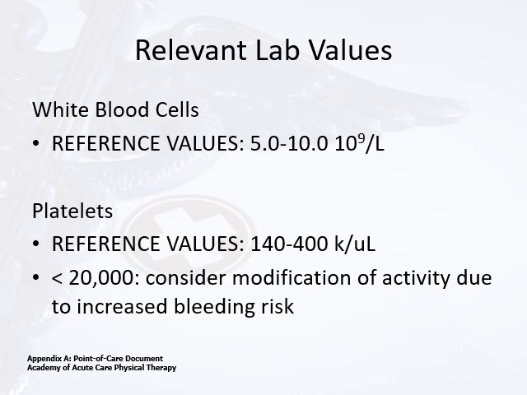In fact, mobilization is probably very much indicated because you're going to have patients that have a high risk of venous thromboembolic disease. So you want to keep an eye out for signs and symptoms of things like DVT and PE. However, if your platelet count is significantly lowered, less than 20,000, you may need to consider modification of activity due to the increased risk of bleeding.